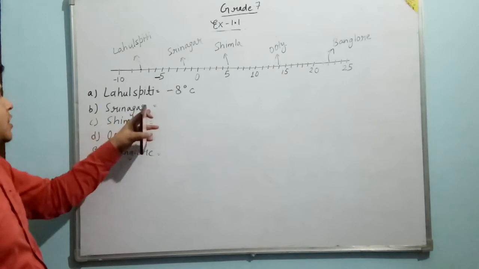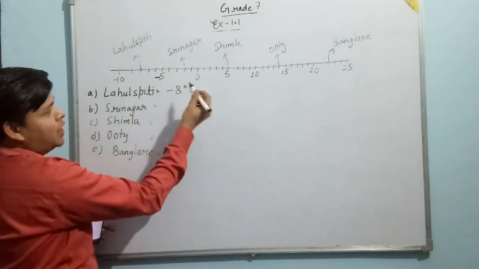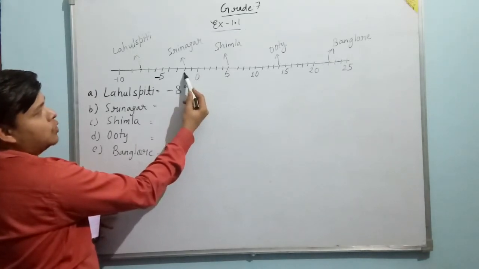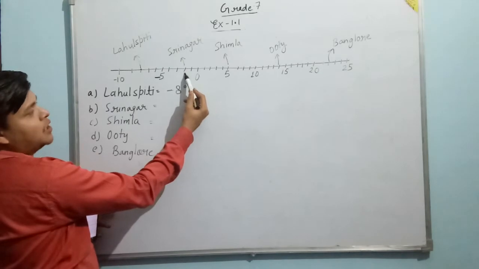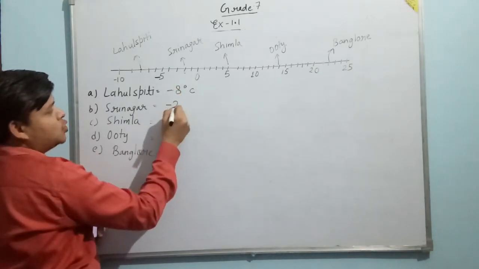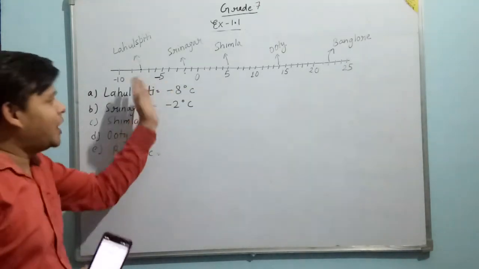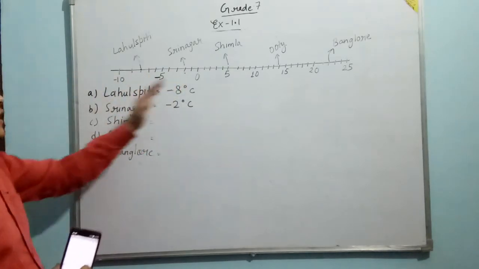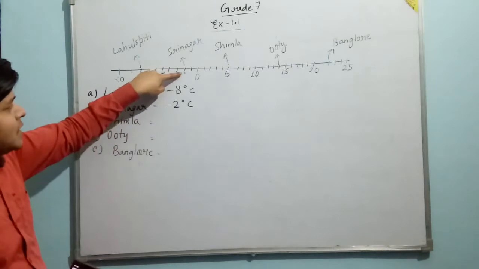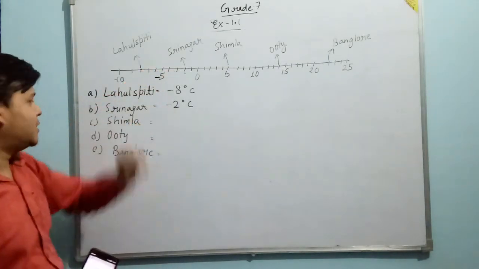Similarly Srinagar. See, this one is -5 and this one is 0. So let's start with 0: this one is 0, then 1, 2. So the temperature of Srinagar is 2 degrees Celsius, and this is -2 degrees Celsius. Why? As we all know, towards the left side of 0, all the numbers are always written with a negative sign. So that's why this number will have a minus sign here. So this is -2 degrees Celsius.